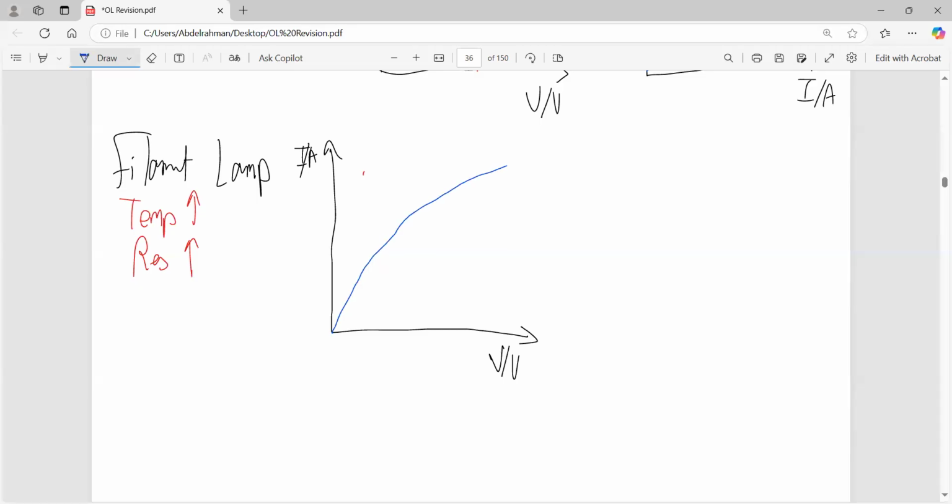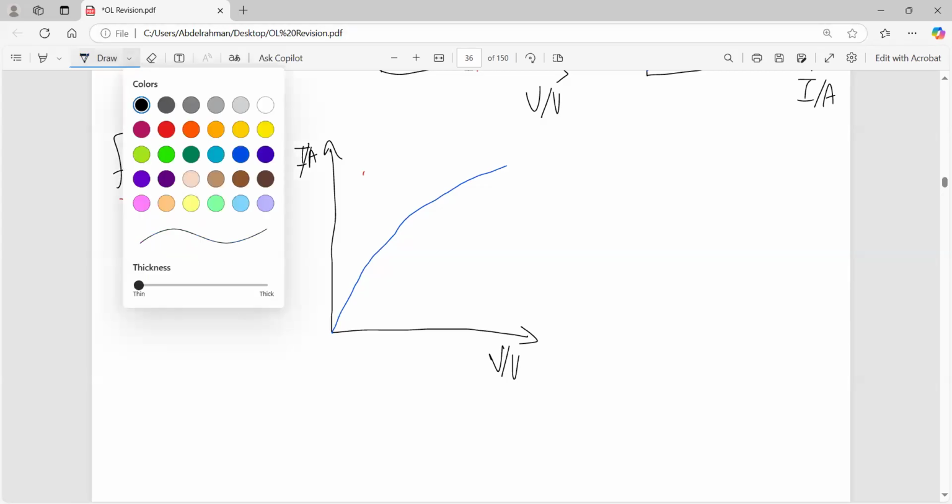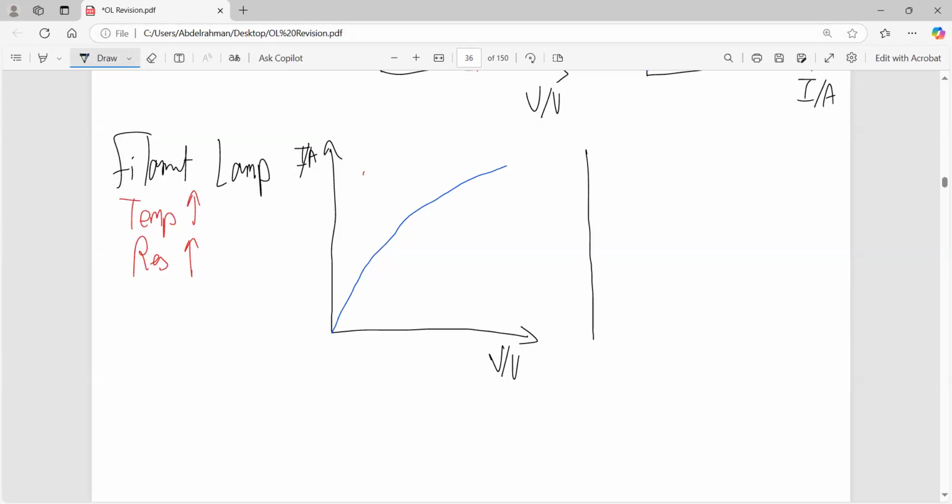Why? Because the voltage is increasing, and when the voltage increases, the current doesn't increase as much. Therefore, the total resistance is increasing. Can I flip the axes? Yes, I can flip both axes.